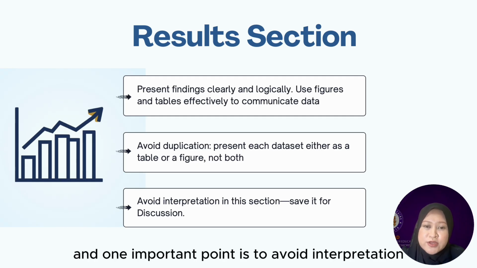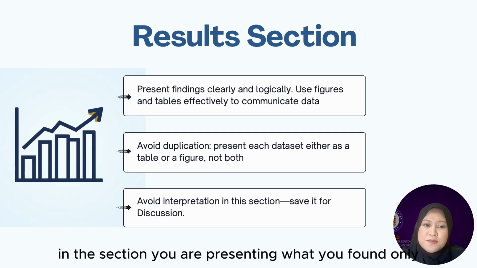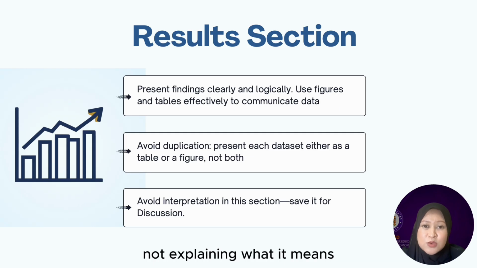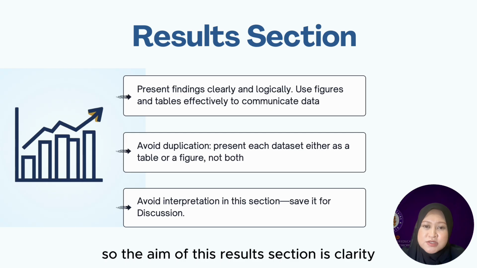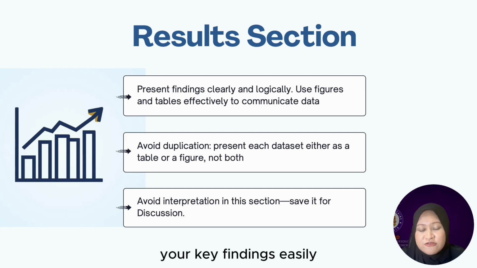And one important point is to avoid interpretation in this section. You are presenting what you found only, not explaining what it means yet. The interpretation will come in the discussion. So the aim of this results section is clarity. The reader should be able to understand your key findings easily.